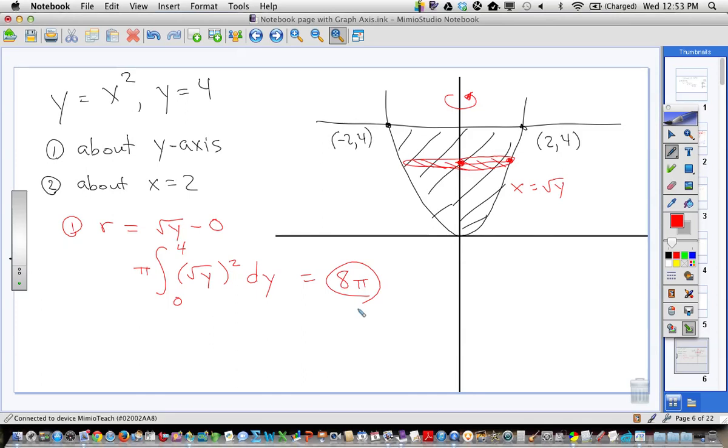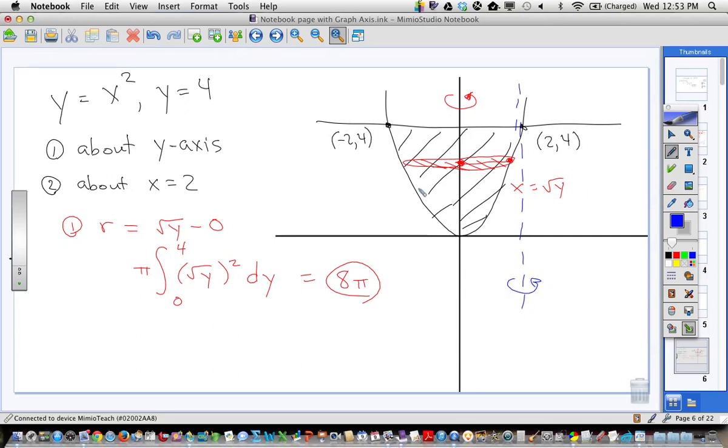Okay, now, you guys try this one. Number 2 here. Now we're going to revolve it around the line x equals 2, which is this line right over here.